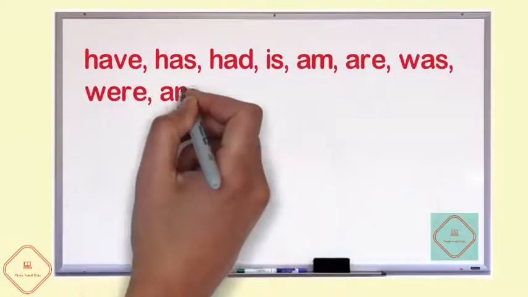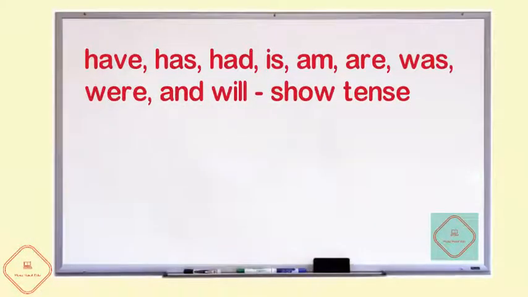Let's look at some helping verbs. These are examples of helping verbs: has, have, had, is, are, and will. And these helping verbs show tense. They tell us when an action happens.